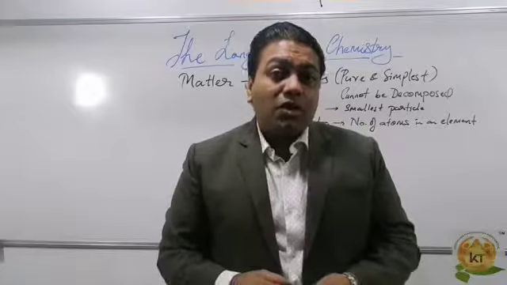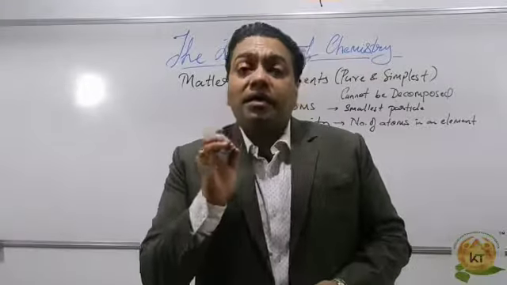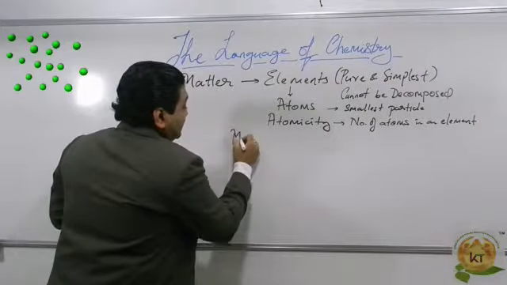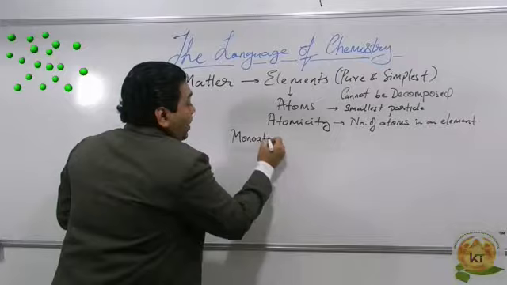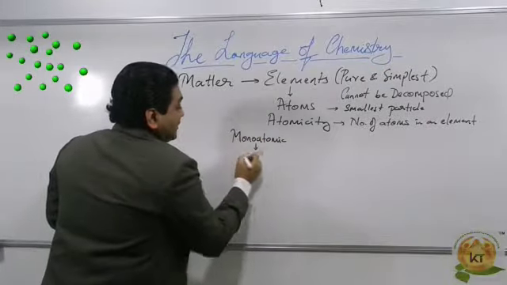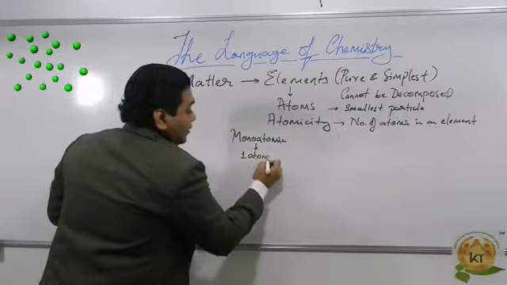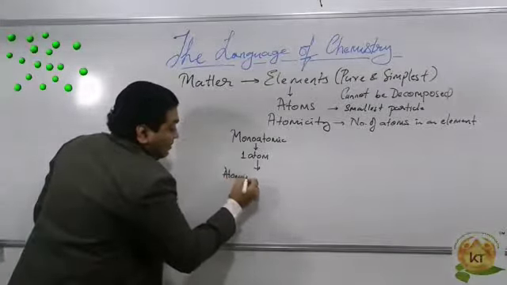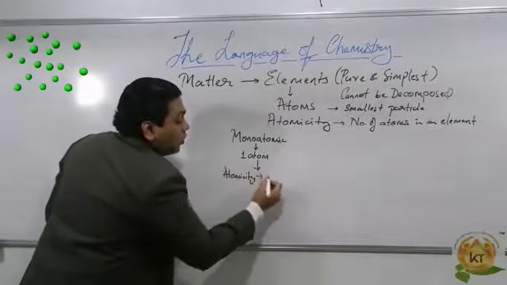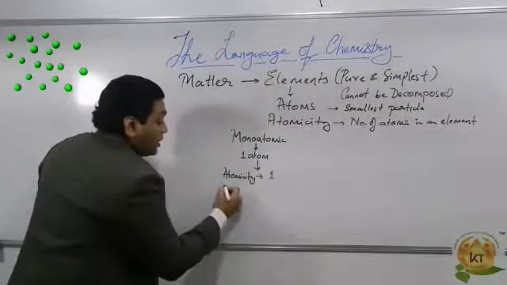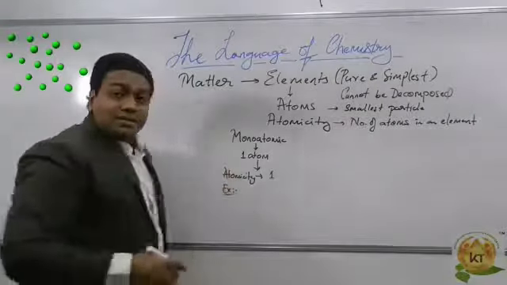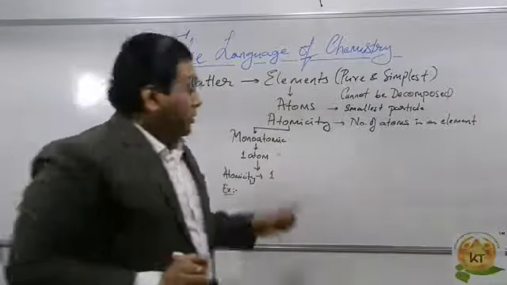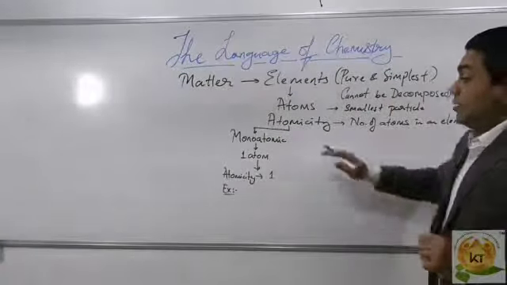That element will be called a monoatomic molecule or monoatomic element. When I say the term monoatomic, that means it contains one atom, or in other words, the atomicity of such a molecule is 1. What are the examples of monoatomic elements? We'll come to that soon. So atomicity, the very first classification is monoatomic molecules.